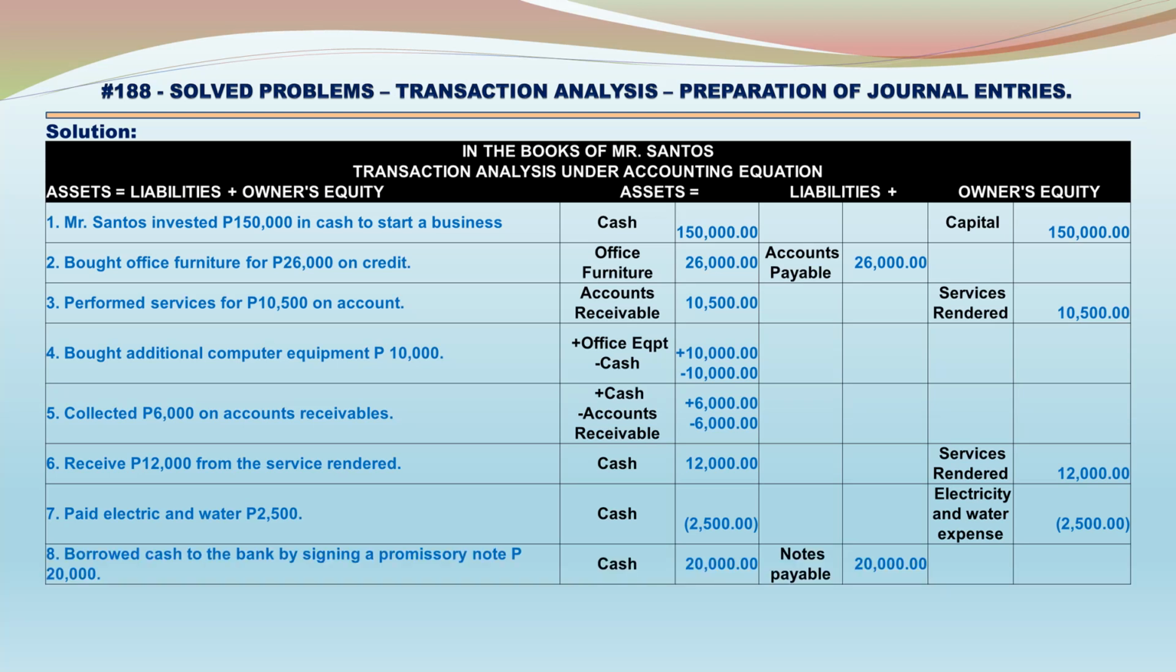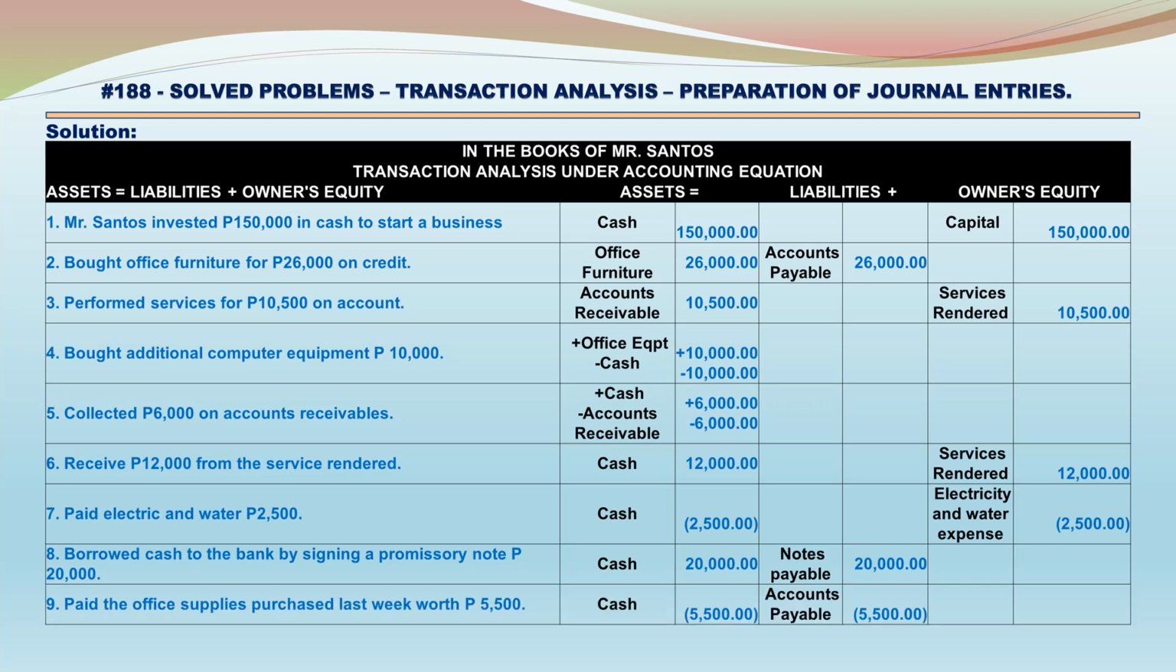Transaction 8. Borrowed cash from the bank by signing a promissory note, 20,000. Asset, cash debit 20,000; liability, notes payable 20,000. Transaction number 9. Paid the office supplies purchased last week worth 5,500. Asset, cash credit 5,500; liabilities, less 5,500.